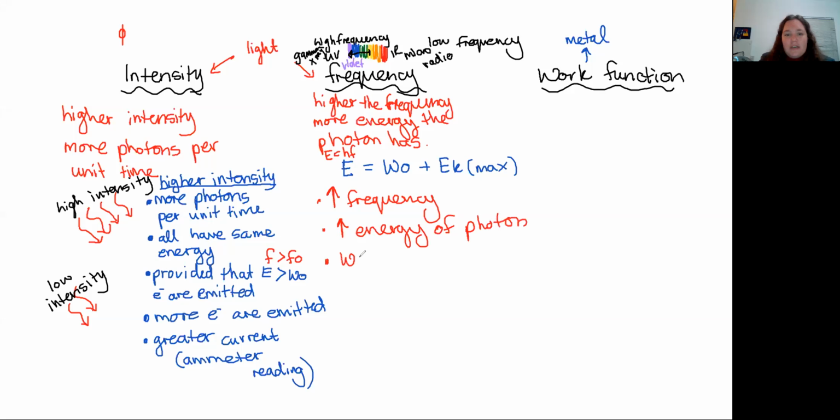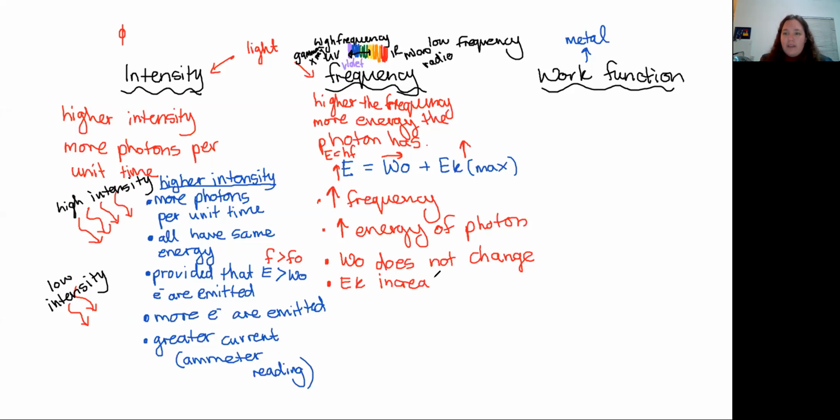The work function doesn't change unless we physically go in and take the one metal out and replace it with another. So the work function does not change. If we increase the frequency, it increases the energy of the photon. This stays the same. This is bigger. Imagine instead of me giving you 50 Rand, which is just enough, I gave you 200 or 300. The cost of the movie ticket, the cost of the work function, wouldn't change, but your kinetic energy would.